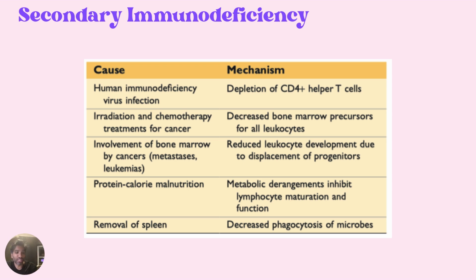Radiation and chemotherapy decrease bone marrow, so your stem cells are down. Involvement of bone marrow by cancer, so things actually can go to the bone marrow and destroy it, right? Protein-calorie malnutrition, removal of spleen. Spleen is where a lot of the macrophages hang out. They phagocytose, they present antigens. So these are other things that you have to know as a physician.